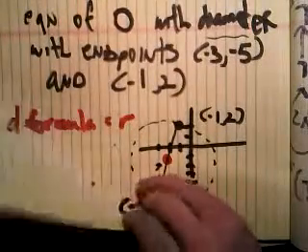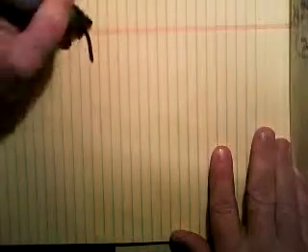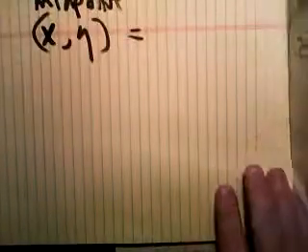But the midpoint formula is going to be this. x and y, and we're after the midpoint, is equal to x1 plus x2 divided by 2, y1 plus y2 divided by 2.